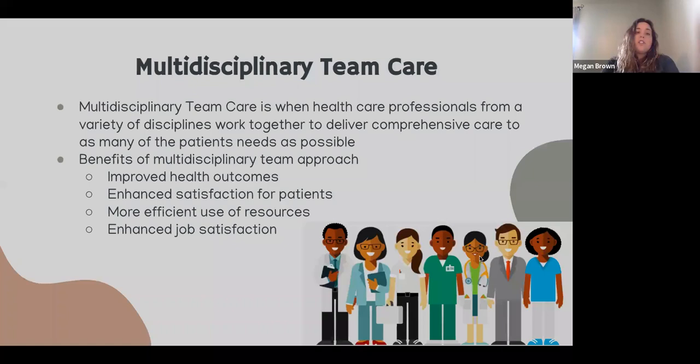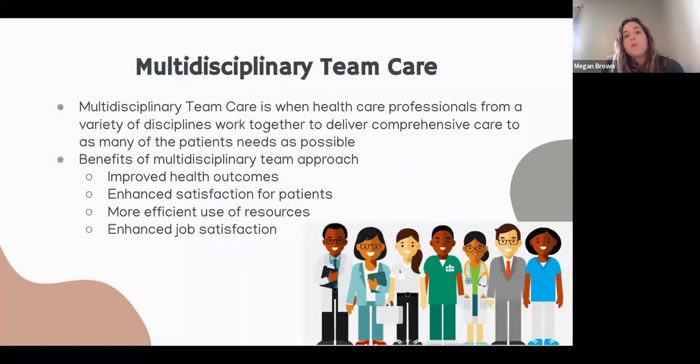Just to start off, we wanted to define what multidisciplinary team care is. This is when a group of healthcare professionals, usually from different specialties, work together to deliver comprehensive care to a patient and really enhance the patient care experience. They each have their unique roles that they bring to the team, and we'll talk about this as we go on through our presentation as well.